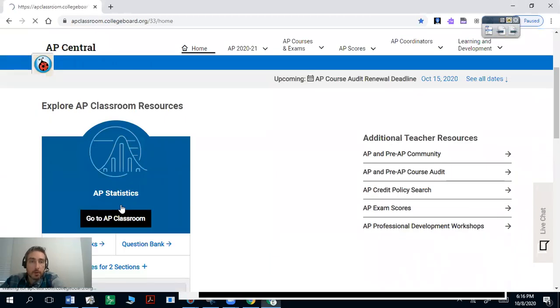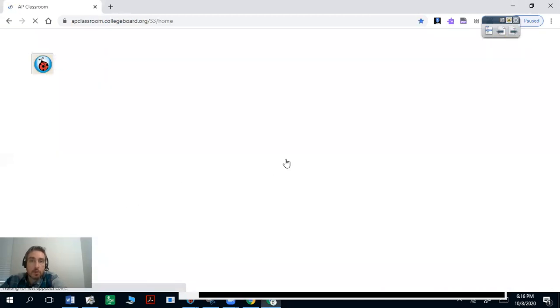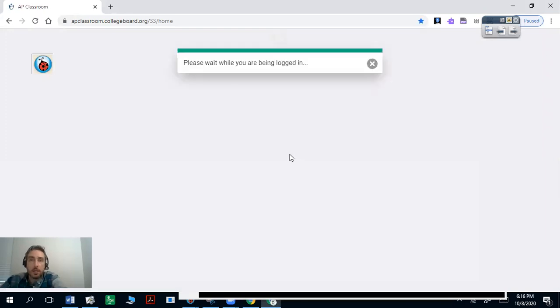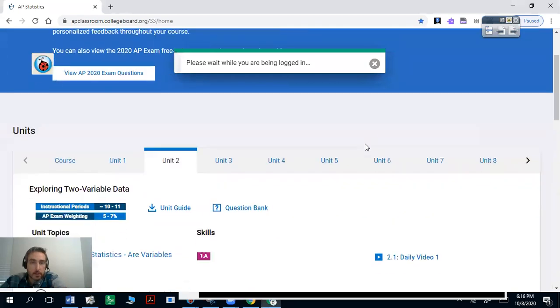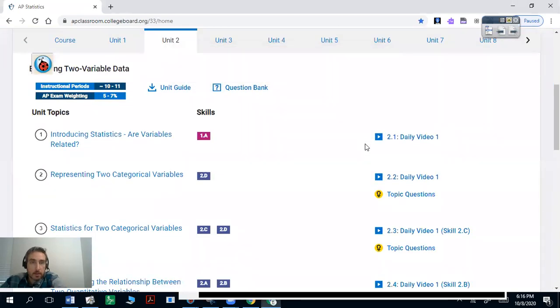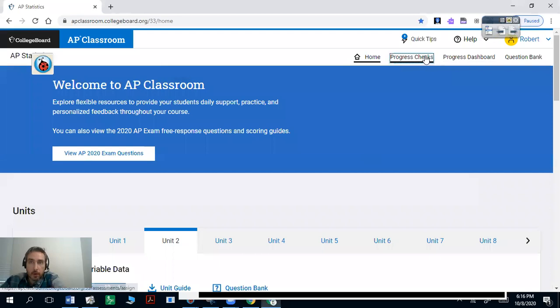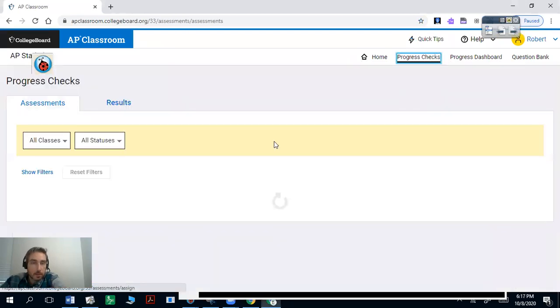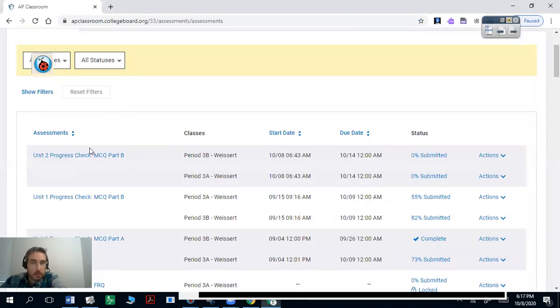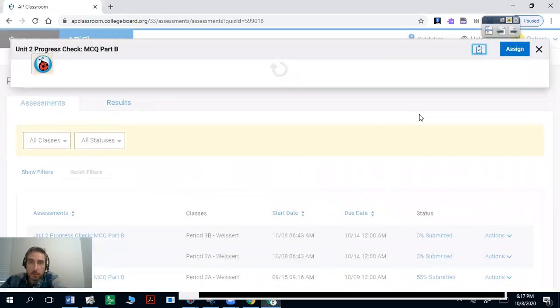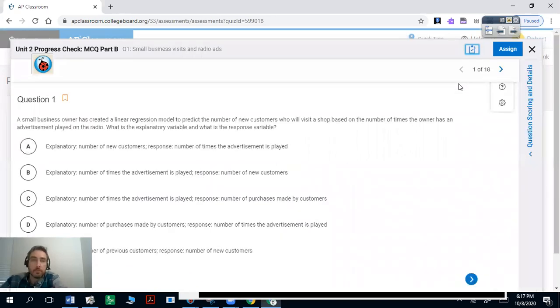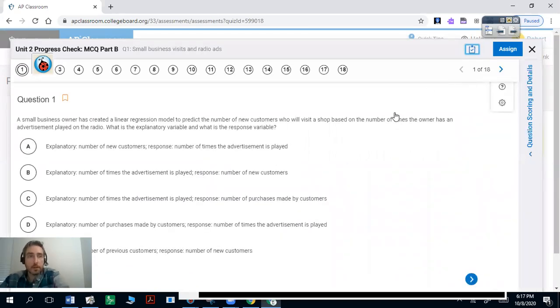All right, progress check Unit 2, Part B. Give it a second to load. Let's see if we can find it. Progress check. Unit 2 progress check Part B. And pretty slow today. All right, here it is.